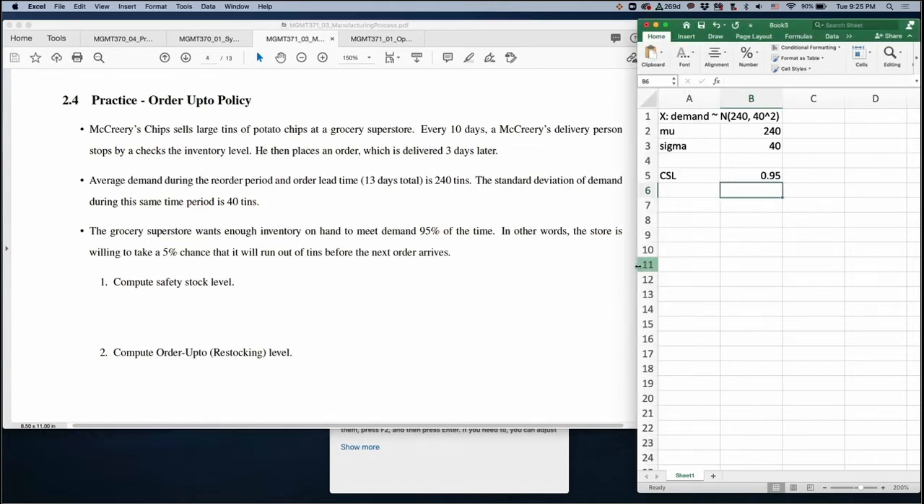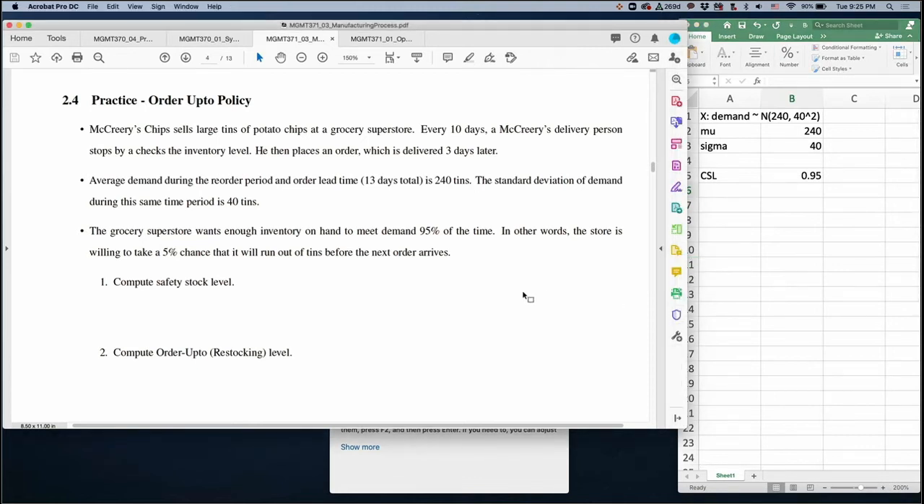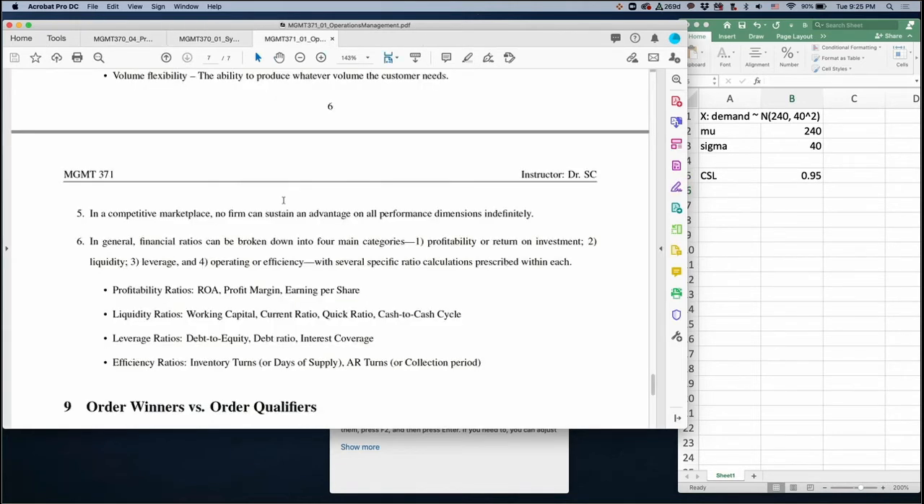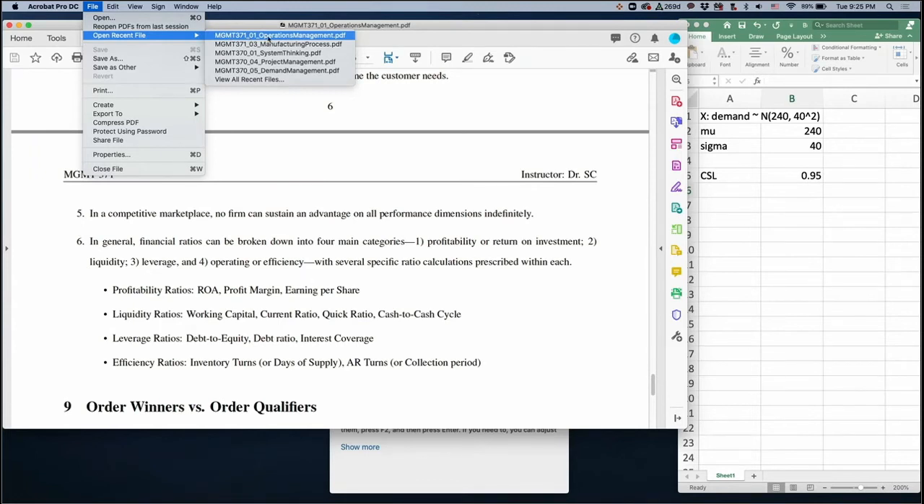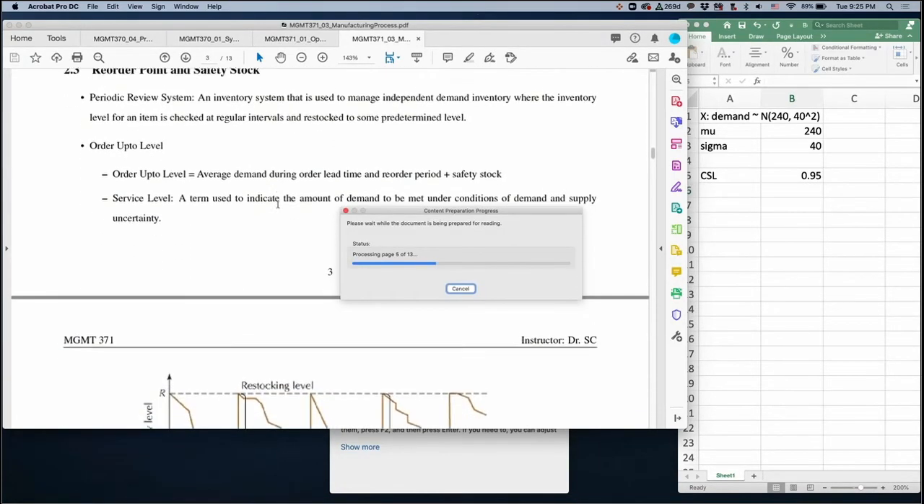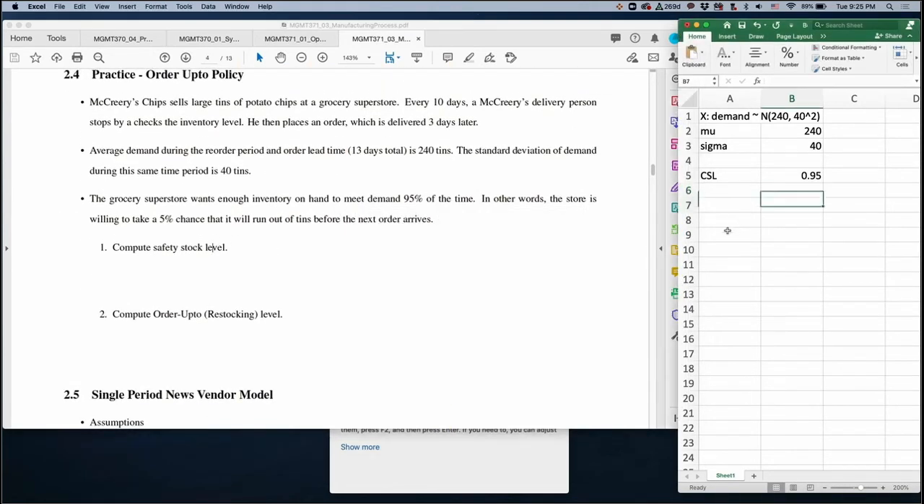Then we can rewrite this problem. Back to this problem, I will write here: the probability that demand is less than the reorder point is our CSL. So we can rewrite this problem in terms of probability.